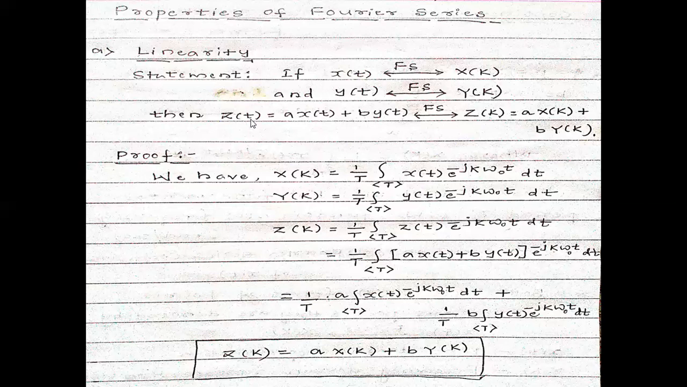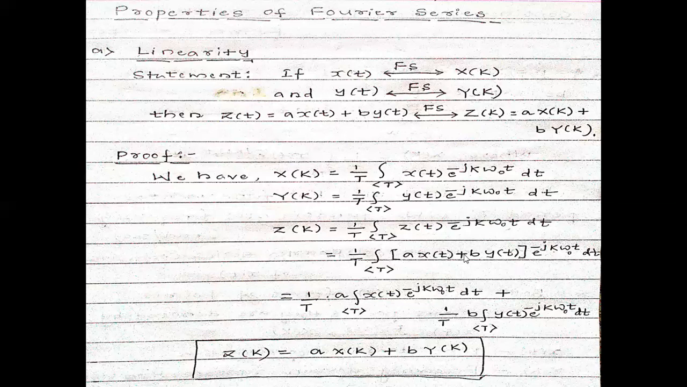The third signal is the weighted sum of the two signals, denoted by z of t. If we take the Fourier series coefficient of this z of t, we get z of k, which is 1 by T integration over T of z of t e raised to minus j k omega naught t, dt. We know that z of t is the weighted sum of the two input signals x of t and y of t, multiplied by a and b respectively. So let me substitute z of t here, multiplied by e raised to minus j k omega naught t, dt.